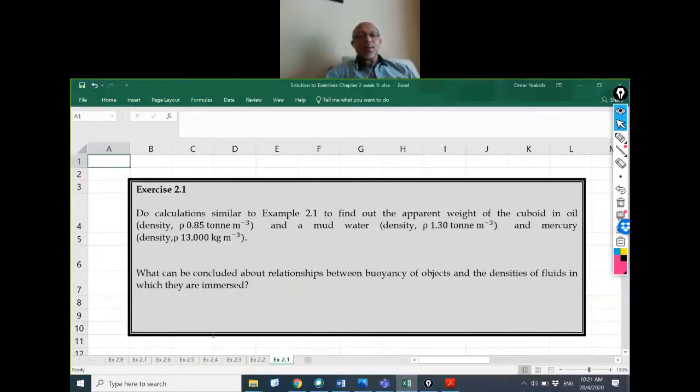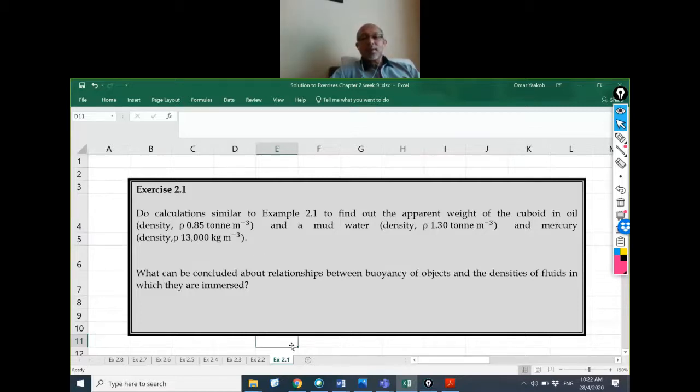So all this, the solution to the exercises are all given in this Excel file. So you go to the first one just now. This is the question. Do calculations similar to example 2.1 to find the apparent weight of the cuboid in oil and mud. So you just change the density. 0.85, 1.3, and mercury of 13,000 kilogram per meter cube.